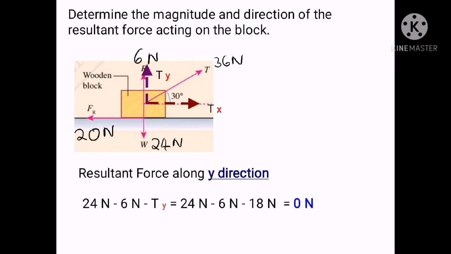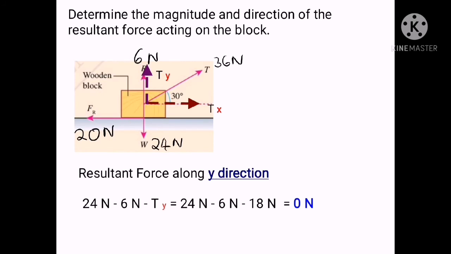Now we are going to determine the magnitude and the direction of the resultant force acting on the block. When we want to calculate the resultant force acting on the block, we need to consider our Tx and our Ty that we have calculated previously. Now let's calculate the resultant force along the y direction.